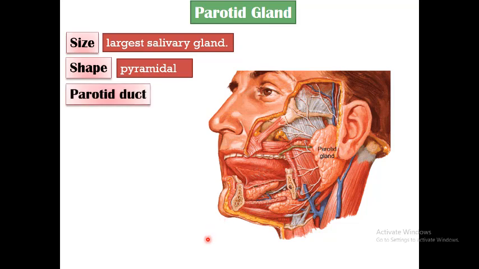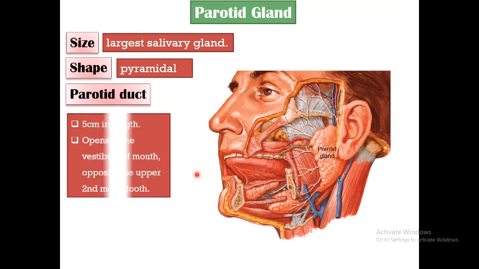Okay, about its duct. This is very important to know. This is the duct of the parotid gland. It's about 5 centimeters. It runs from the anterior border of the parotid gland on the surface of this quadrangular muscle, which is called masseter. Then it will pierce the muscle of the cheek, which is called buccinator, to open here.